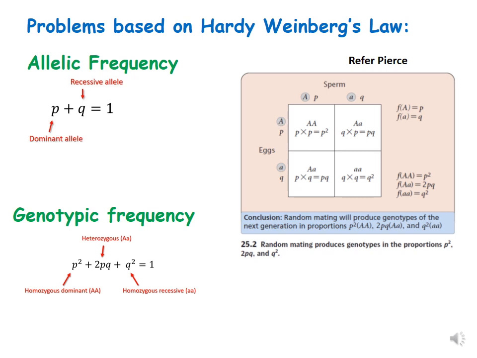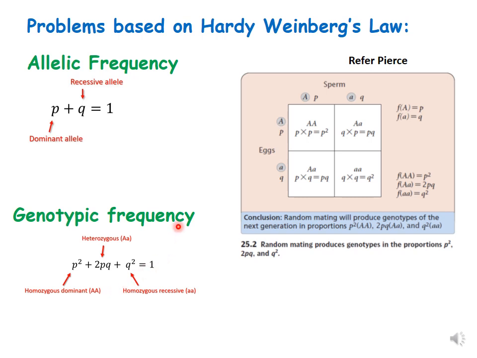From those lectures we know that according to Hardy-Weinberg's law, a population when it is in genetic equilibrium follows two equations. First is p plus q is equal to 1, where p is the dominant allele and q is the recessive allele. By this equation we can find the allelic frequency. Then the second equation is for genotypic frequency.